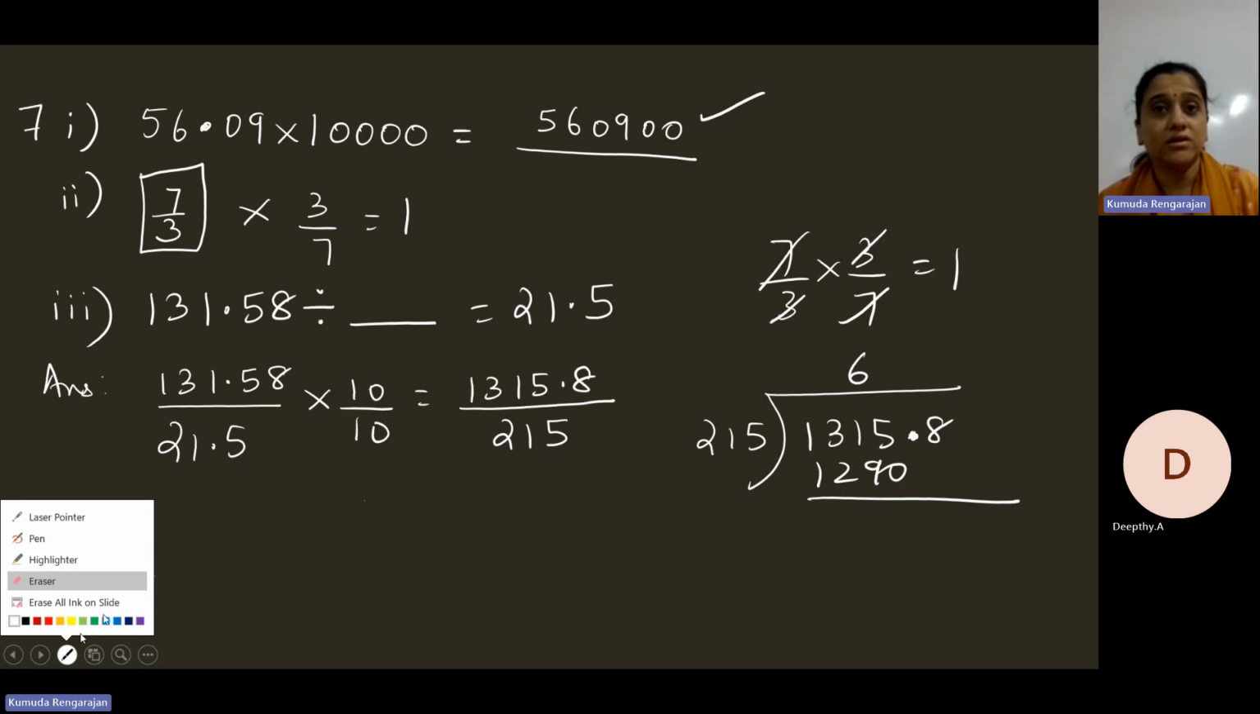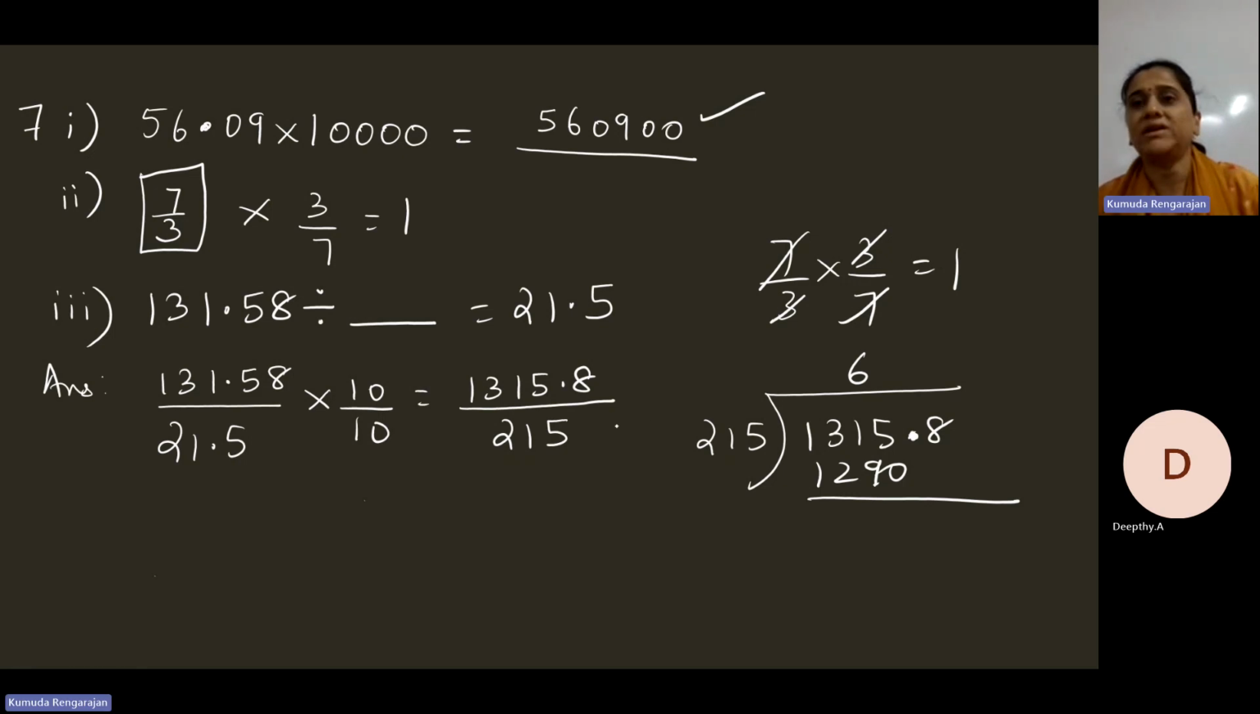Correct. That's all. Continue the division. What's the remainder here? What is 1315 minus 1290? 25. 5 minus 0 is 5. 11 minus 9, no? 2.